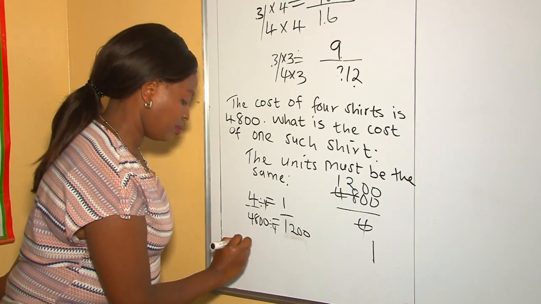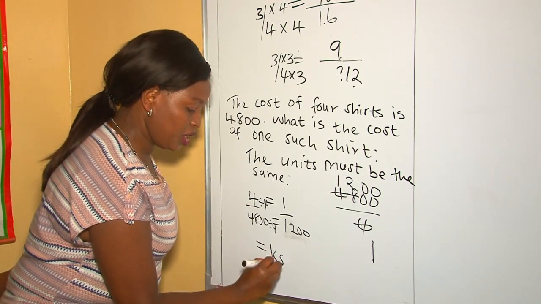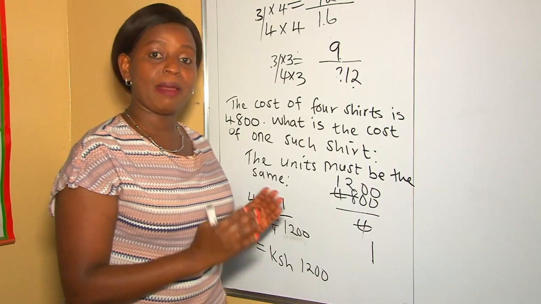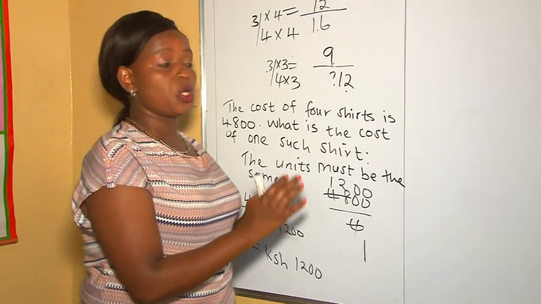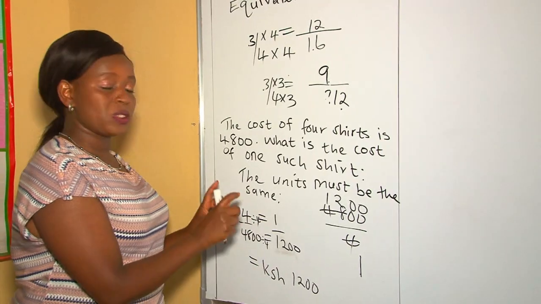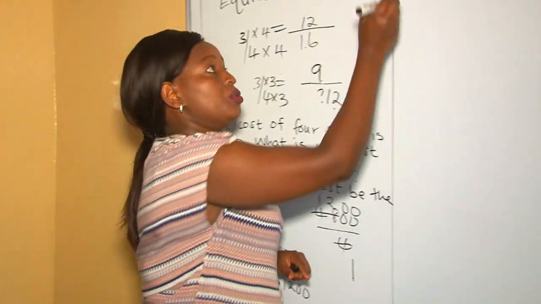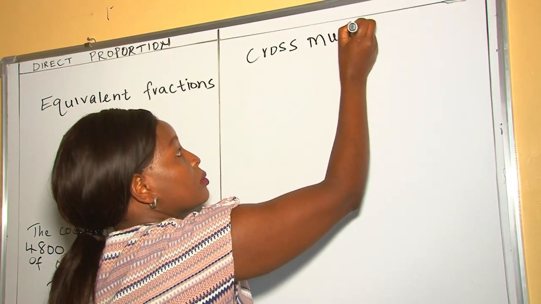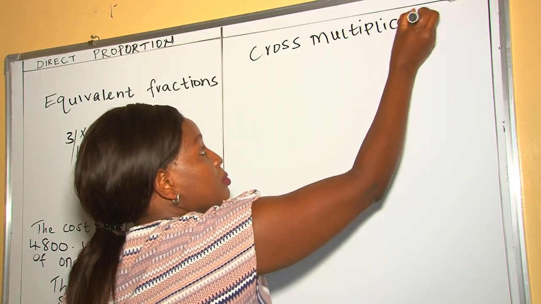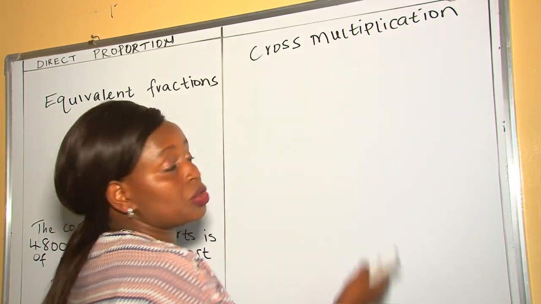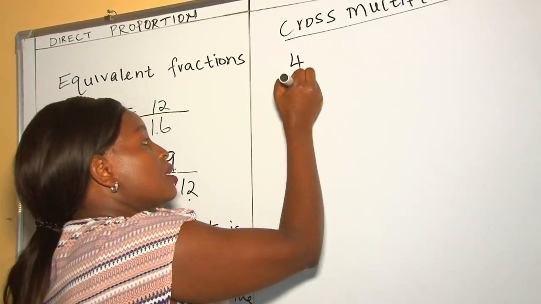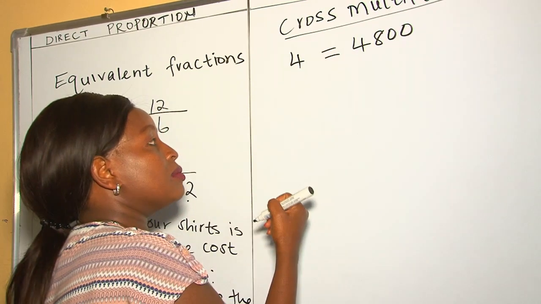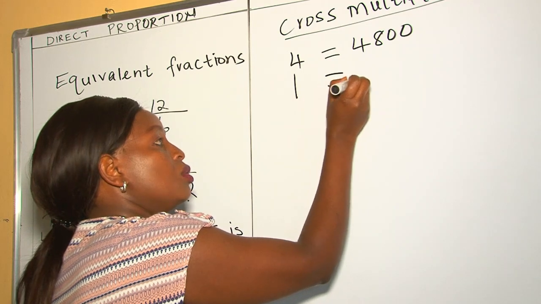Now we have used the equivalent fraction to get the cost of one shirt. So one shirt was going for Kenyan shillings 1,200. We can also use another method called cross multiplication. Let us solve the same question, but now using cross multiplication. We are given that 4 shirts were costing 4,800. What about one shirt? It is equal to what?